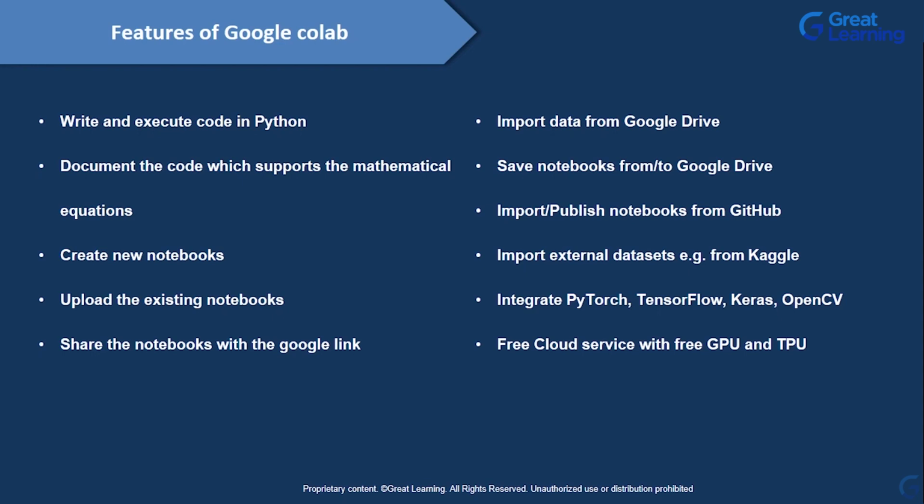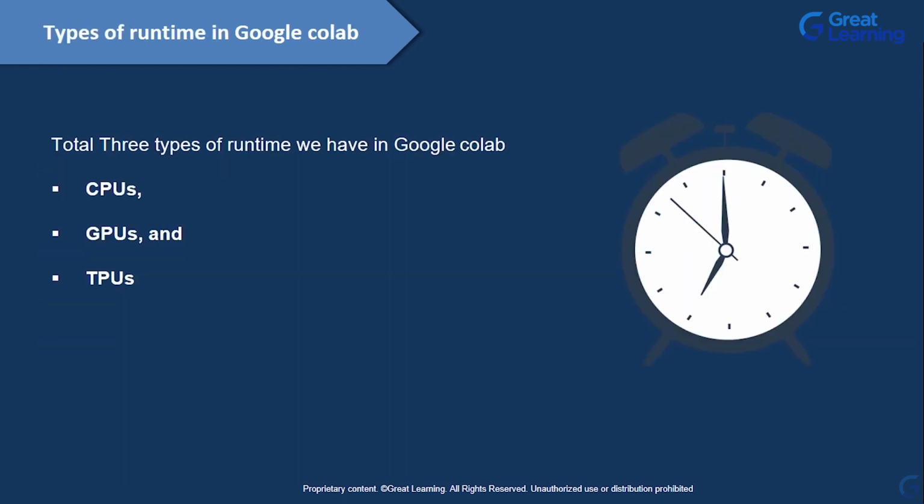Now comes free cloud service with free GPU and TPU. So this is the main catch about Google Colab. Why we use GPU and TPU, we will have a look at that as well. But yes, if you have a data set or a model that requires high computational power, you should go for Google Colab. And that is also for free. Types of runtime we have in Google Colab.